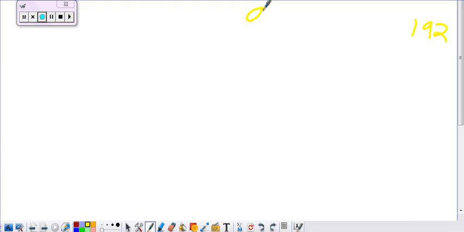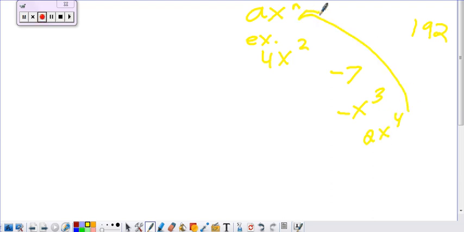And they will take this form, where A represents a real number, n is a whole number, and x is my variable. So for example, examples of this would be 4x squared, or -7. Just a single number by itself can also count. Or -x to the third, or 2x to the fourth. They all follow that pattern.